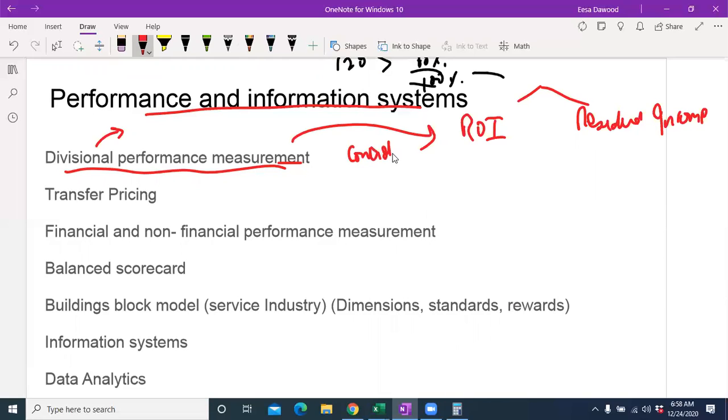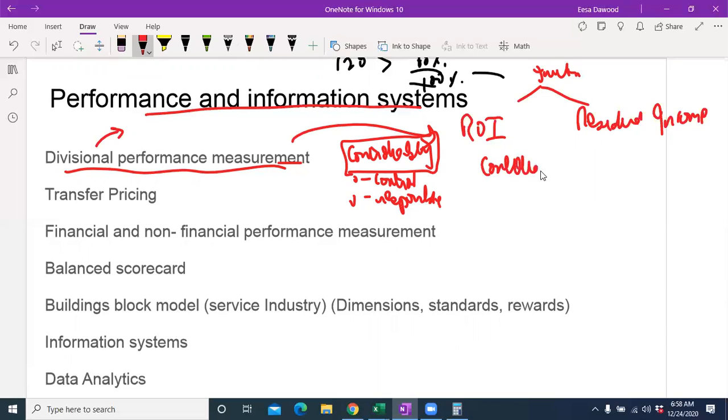you need to understand the controllability principle. Whenever you are assessing the performance of a manager, it should be based upon what he could control and what he was responsible for. For example, you're appraising an investment center manager, so while you're calculating ROI, you will calculate a controllable profit, and then you will divide it by investment or capital employed, and then you will see what the return on investment is. What do I mean by controllable profit?